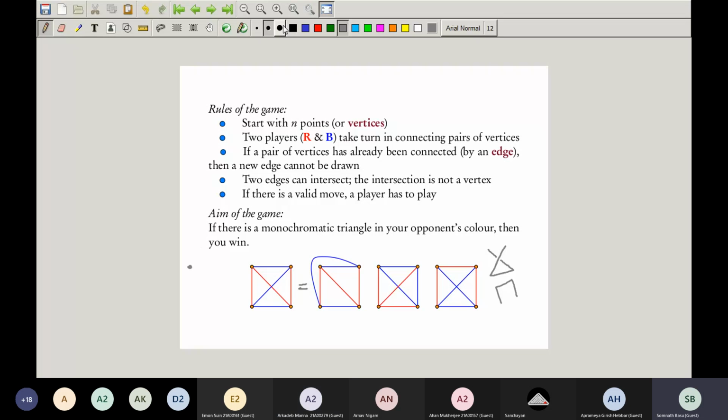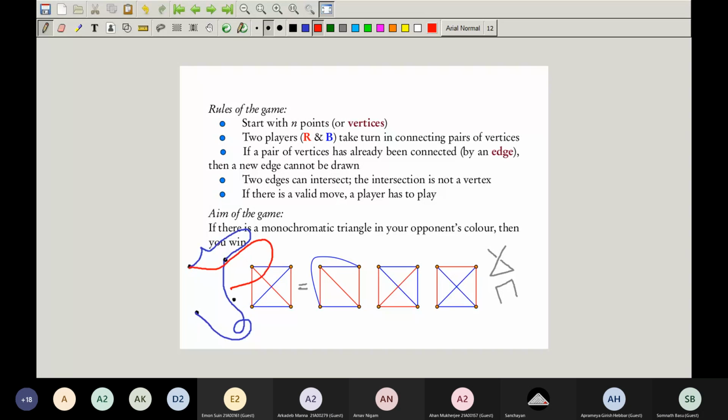So the point is, a game could also look like this. I'm just drawing it for simplicity, but blue could be drawing something like this also, right? So this could be a pathway for blue. And red could be something very bad like this.